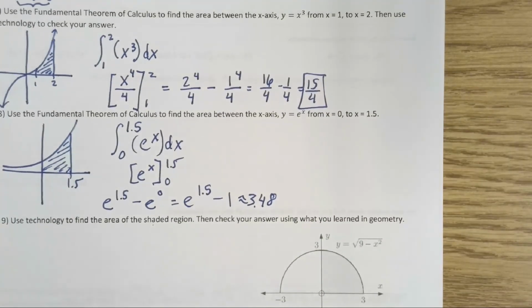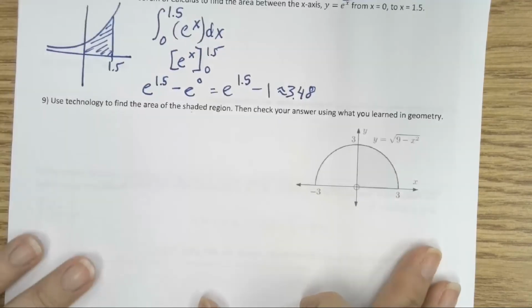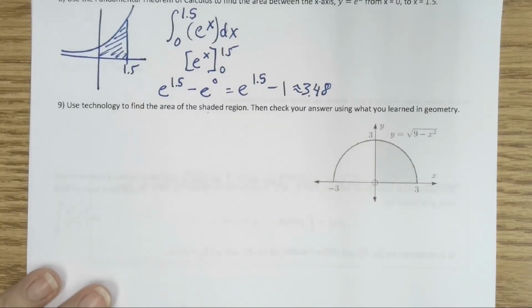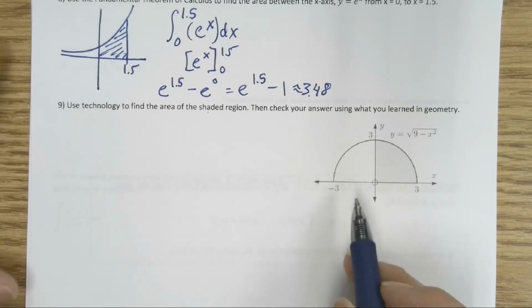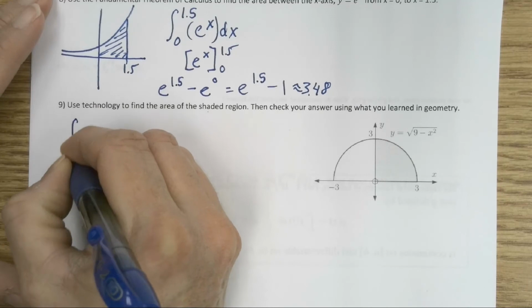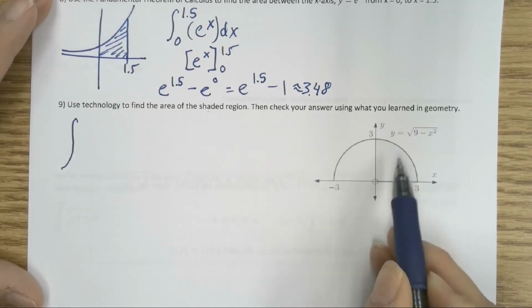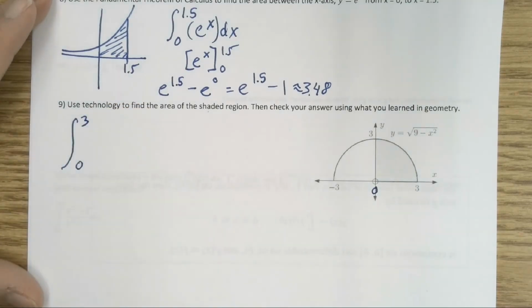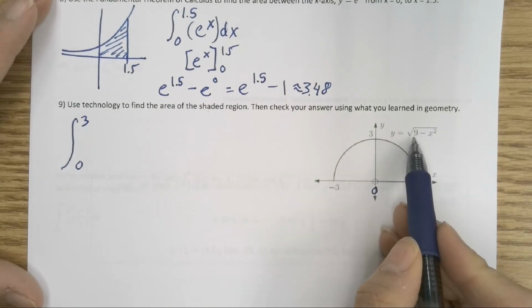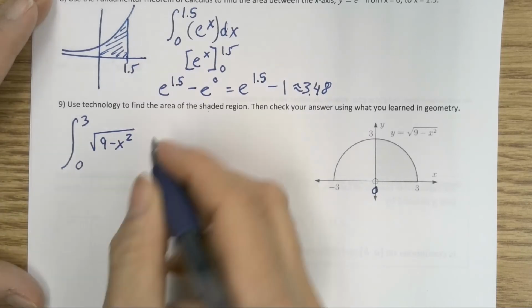All right. Let's take a look at example number 9. So example number 9 says we're going to use technology to find the area of the shaded region. Then check your answer using what you learned in geometry. Okay, so we're going to start with technology here. So we're going to set up our integral, and if you look at your shaded region, the limits go from 0 to 3, and the function is given to us. So it is the square root of 9 minus x squared dx.